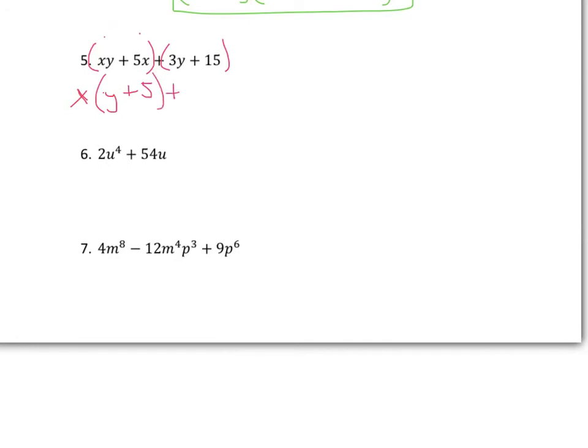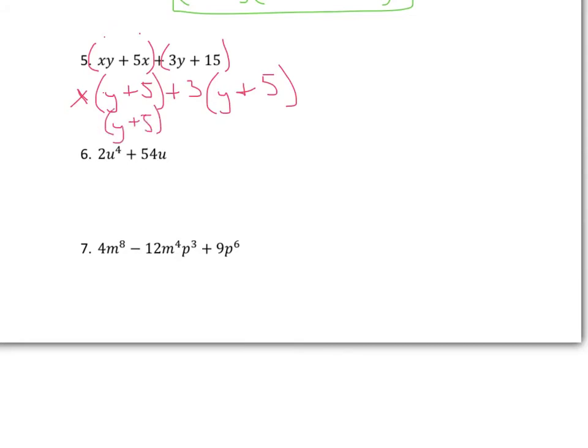Okay, when you do this to the second one, the greatest common factor there is 3. And when you take 3 out of 3y, you're just left with y. When you take 3 out of 15, you're left with 5. Now, hopefully you notice that we've got a y plus 5 in both of our terms. So now we could take the y plus 5 out, because that's the greatest common factor between the two terms that are left. So you take the y plus 5 out.